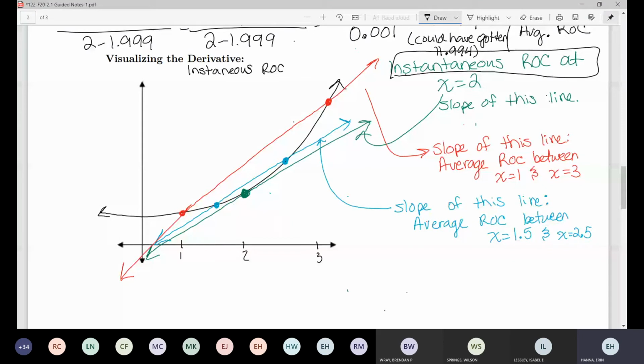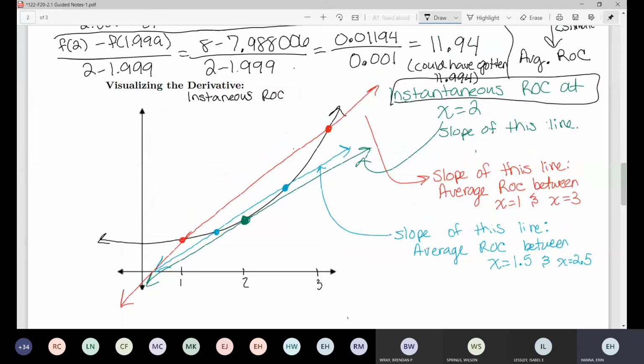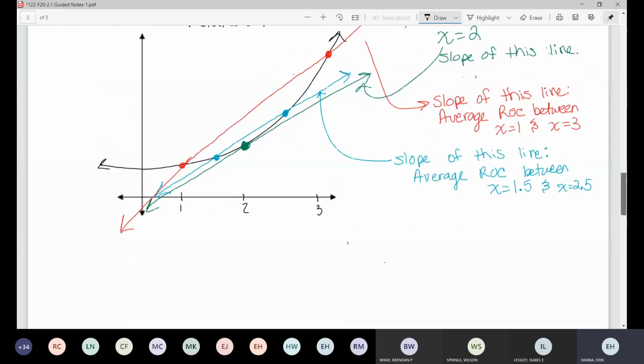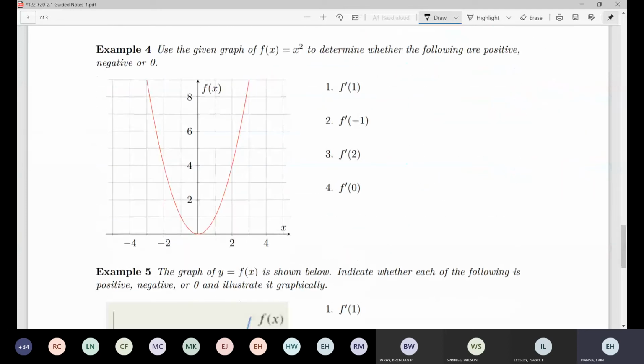So that's what we're going to use for this next one. We're going to be drawing these lines that touch that point in just that one spot. Let me erase this to make that. There we go. Say we've got our graph of x squared here. I want to determine whether the following values are positive, negative, or approximately 0. I'm not going to be able to figure out what the actual number is, but we can figure out which of those it is.